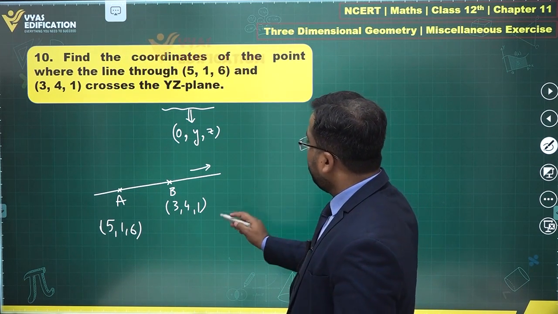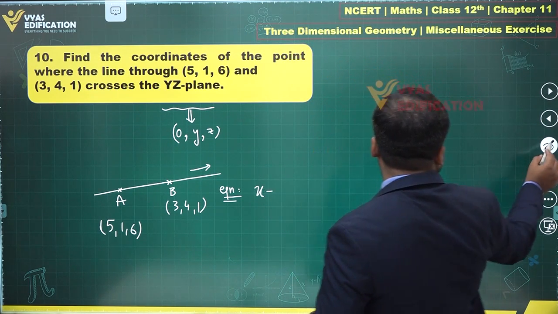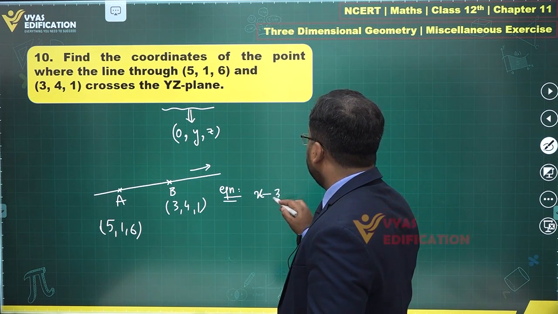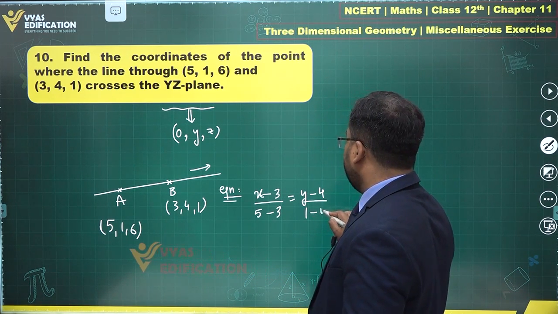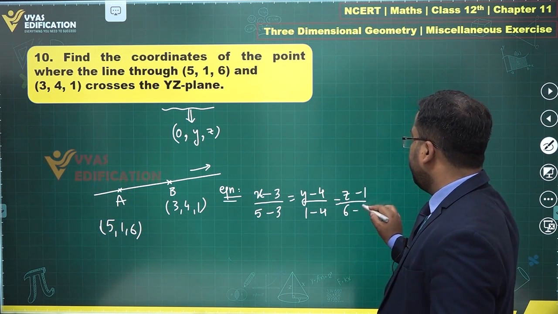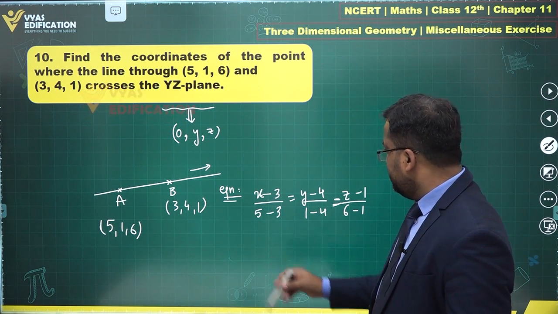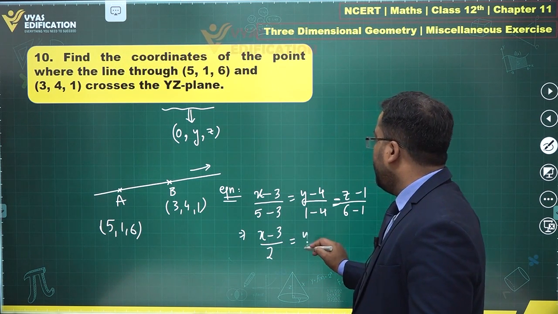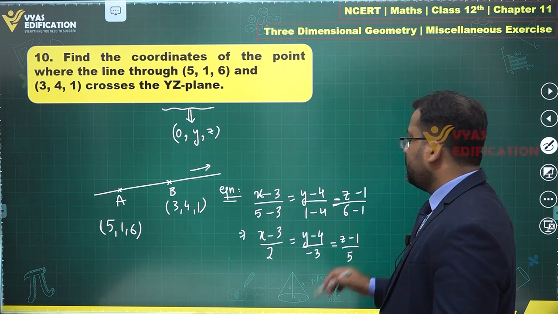Right? So what I'll do is, the equation of this line will be x minus 3 upon 5 minus 3 is equal to y minus 4 upon 1 minus 4 is equal to z minus 1 upon 6 minus 1. This is what you'll get, right? So 3, 4, 1 is one of the points and 5, 1, 6 is the other point. This is what you get, or the equation becomes x minus 3 upon 2 is equal to y minus 4 upon minus 3 is equal to z minus 1 upon 5. This is what you get, right?